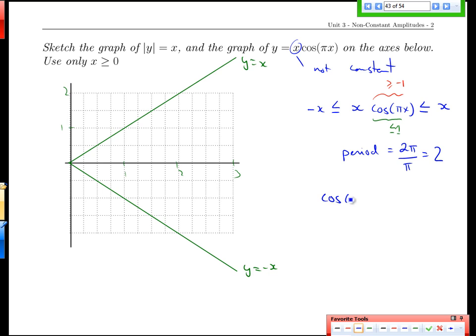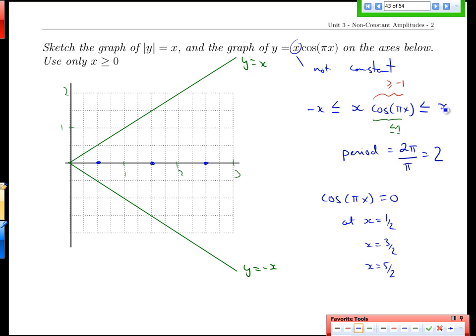And cos of pi x is going to equal 0 at the half cycle. So remember, cos goes up then down. That'll be at x equals a half, x equals 3 halves, x equals 5 halves, etc. Because cos of pi over 2 is 0, cos of 3 pi over 2 is 0, and so on. So we have some landmarks here. Okay. Now, our challenge is to sketch the graph of cos of pi x with this period.